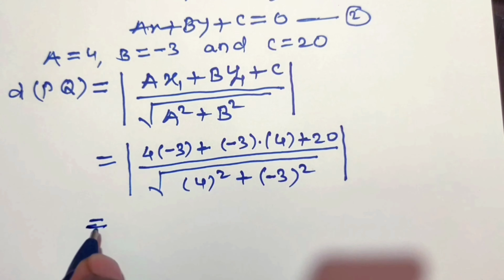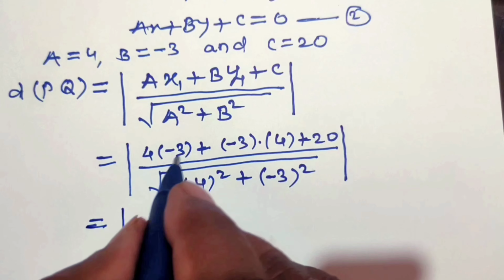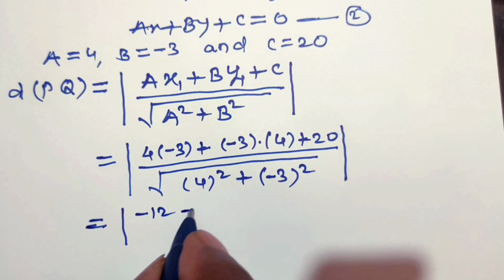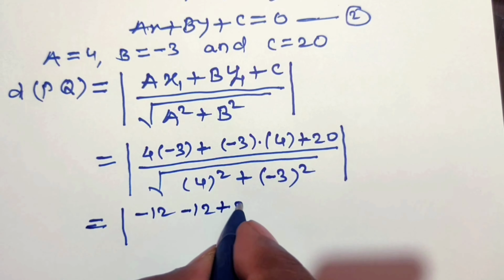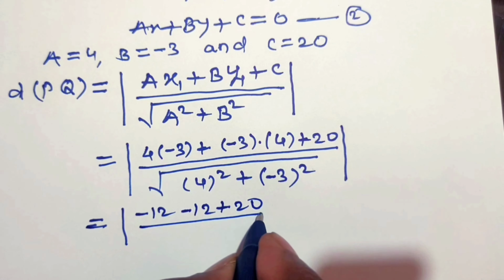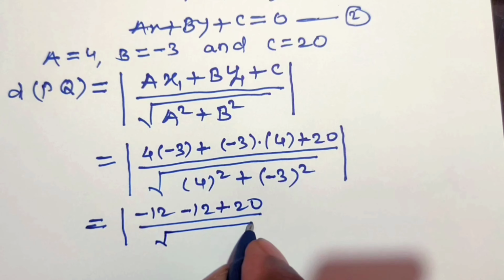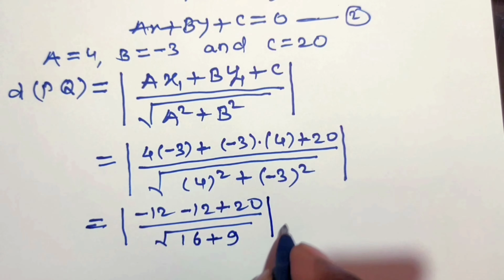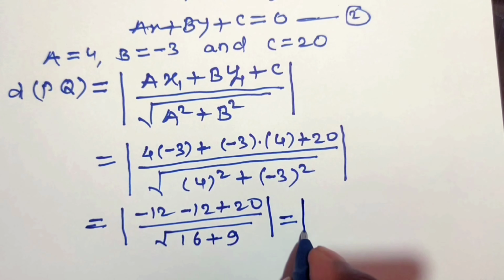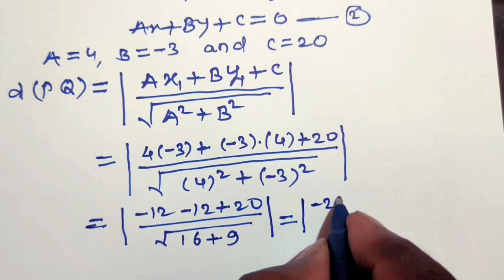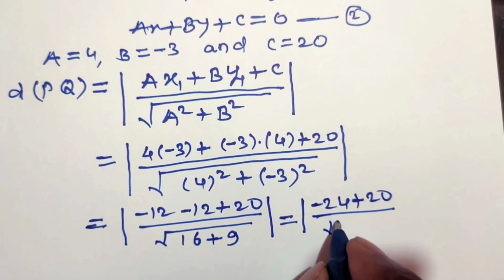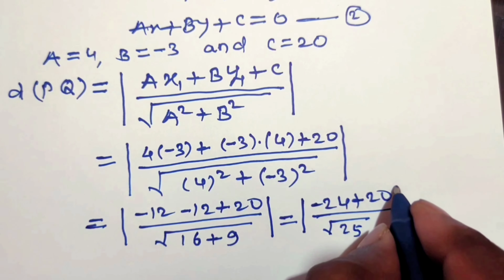Hence, distance PQ is equal to 4 into minus 3 minus 12, minus 3 into 4 minus 12 plus 20, divided by square root of 4 square is 16, minus 3 square is 9, plus 9. After simplification, this is equal to minus 12 minus 12, minus 24 plus 20, divided by square root of 16 plus 9 is 25.